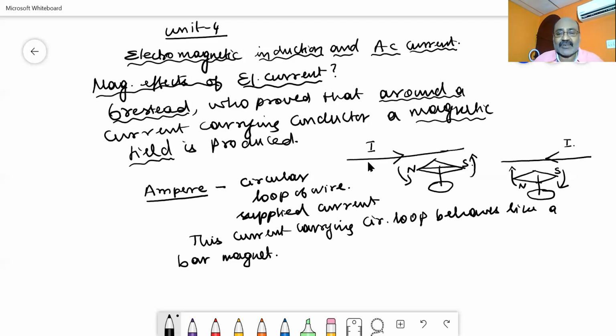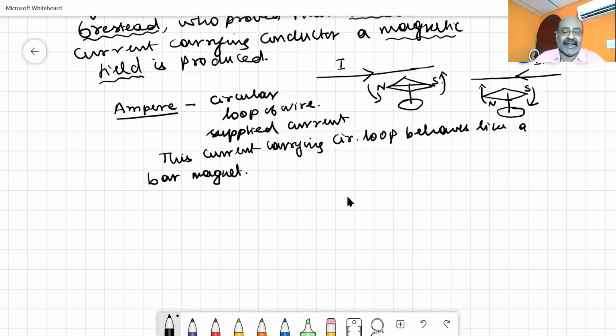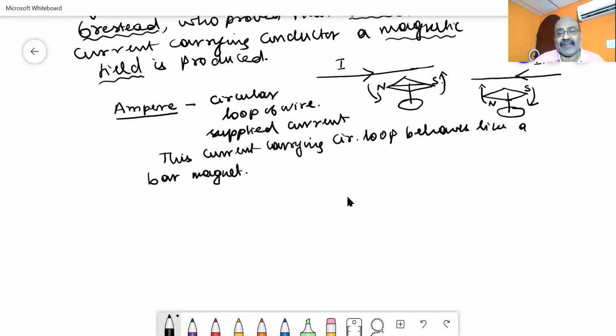So these two effects are considered the magnetic effects of electrical current. That is, by supplying electrical current, we can get a magnetic field or magnetic effect.